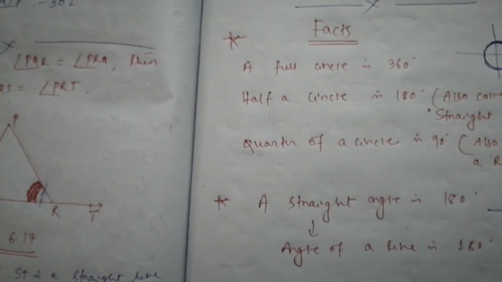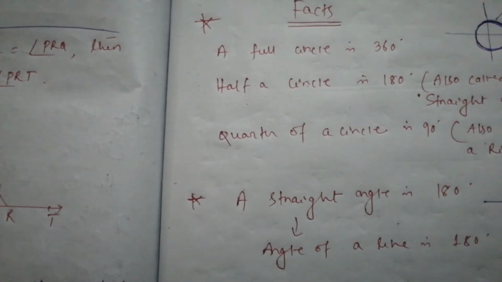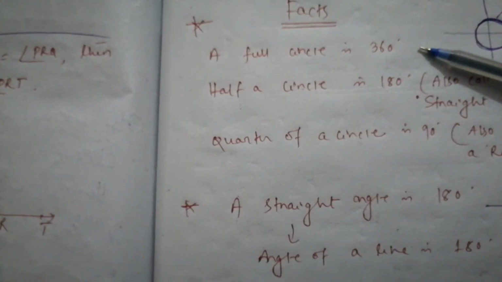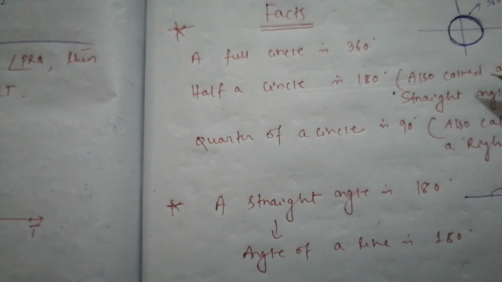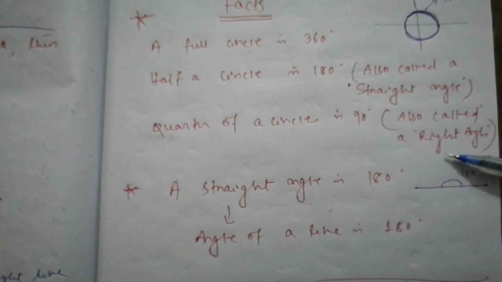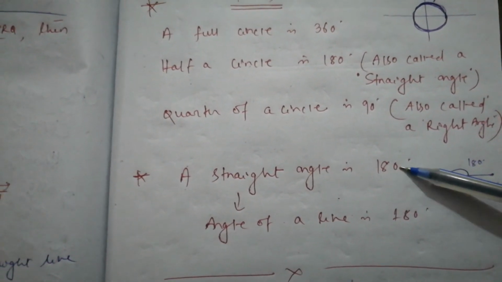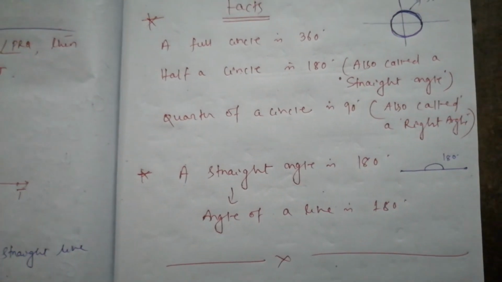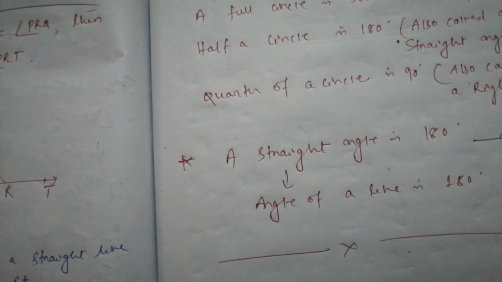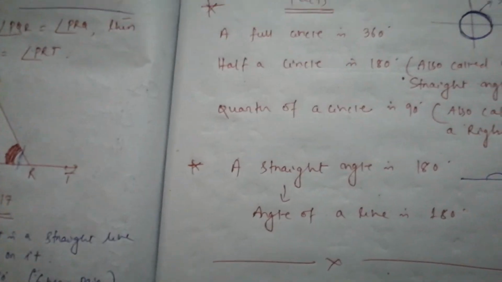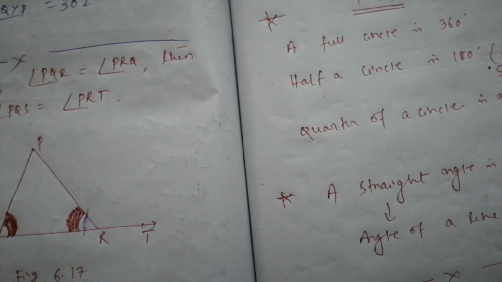Fine. Some facts I have written just for your knowledge, that a full circle is always 360 degree. Half a circle is 180 degree. This is also known as a straight angle. Quarter of a circle is 90 degree, also called a right angle. A straight angle is 180 degree, or we can write that angle of a line is 180 degree. Just remember that angle of a line is 180 degree and angle of a full circle is 360 degree. Okay, fine. So this way we have completed exercise 6.1.